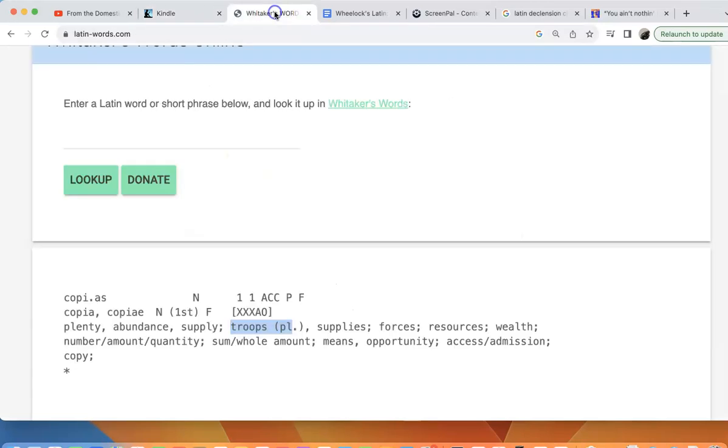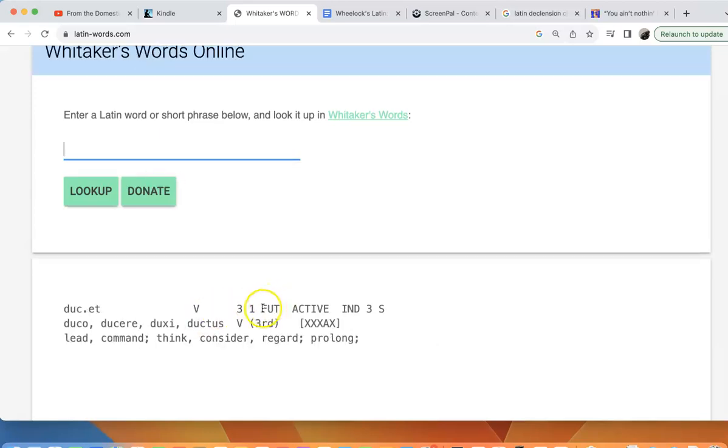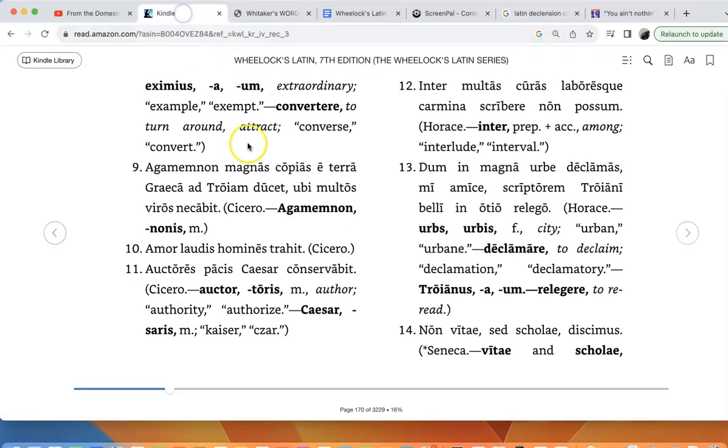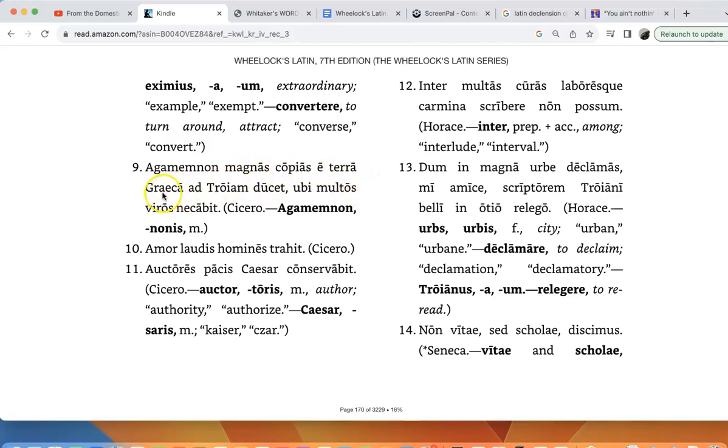And then sure enough, if we've had this verb before already in an earlier example, but we look it up here, it is future active indicative third person singular. So will lead. So Agamemnon will lead many troops, and then literally from the land, Greek, but we'll just say from Greece to Troy. So ad is always followed by the accusative. So first declension accusative singular is am.